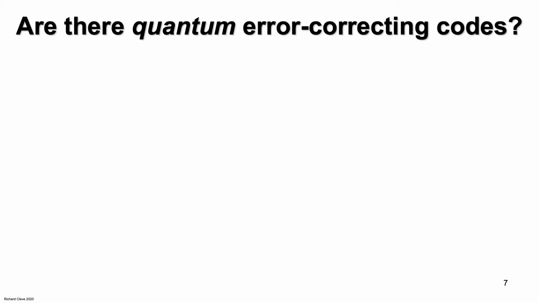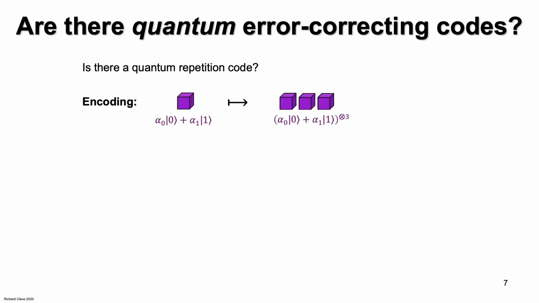The question is, what happens with quantum error correcting codes? We started with a simple classical error correcting code, the 3-bit repetition code. Is there a quantum repetition code? How would that work? Well, we could try encoding a qubit by making 3 copies of it. And then we could decode by taking the majority value of the 3 bits received at the other end. How does that sound? Anything wrong with this?